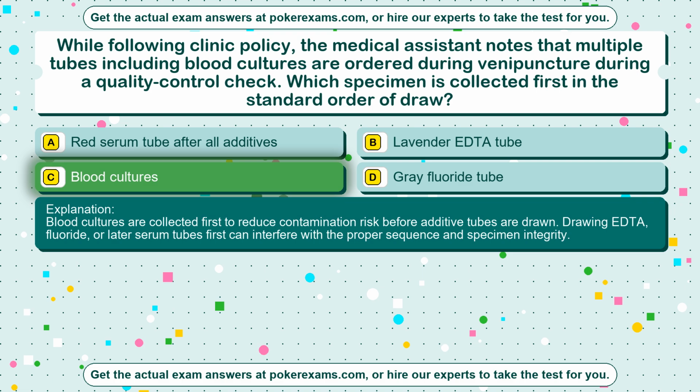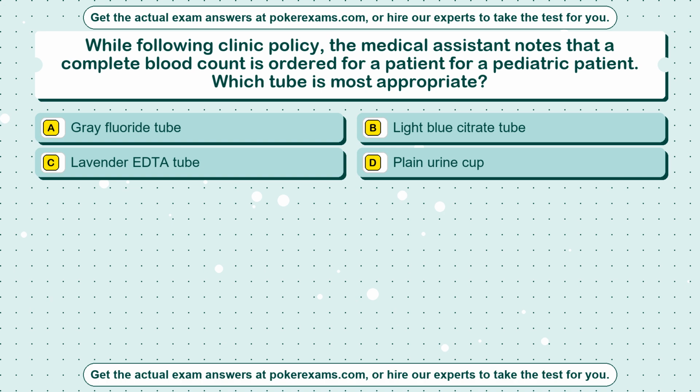Question 100. While following clinic policy, the medical assistant notes that a complete blood count is ordered for a pediatric patient. Which tube is most appropriate? Option A, gray fluoride tube. Option B, light blue citrate tube. Option C, lavender EDTA tube. Option D, plain urine cup.